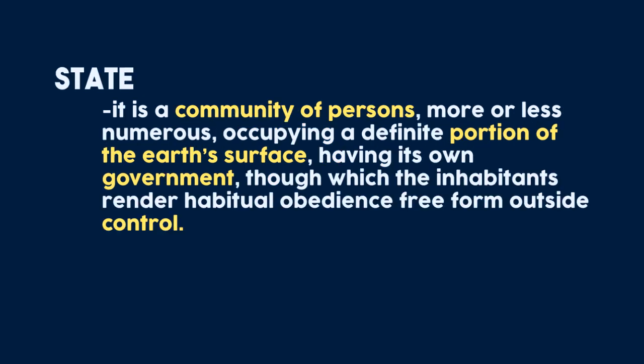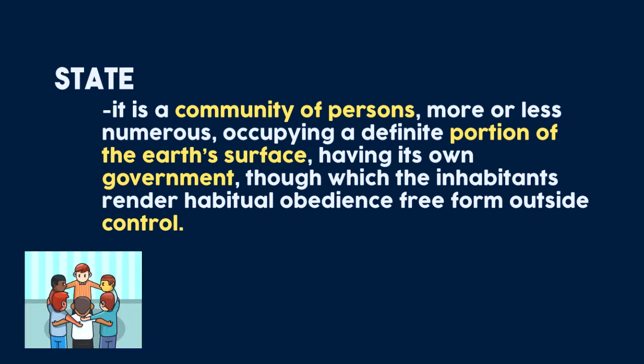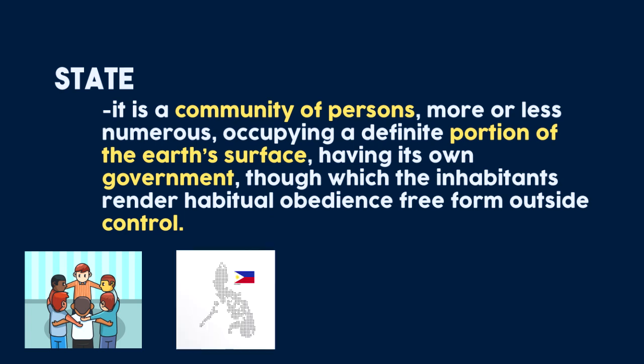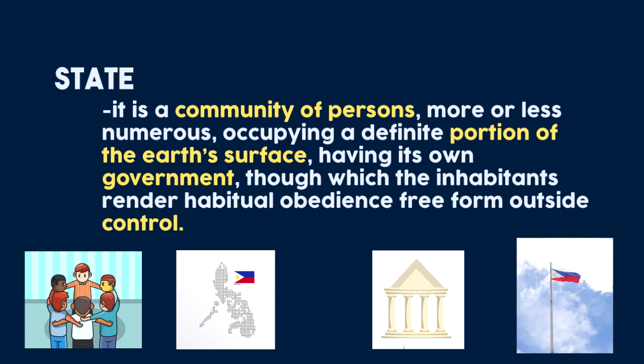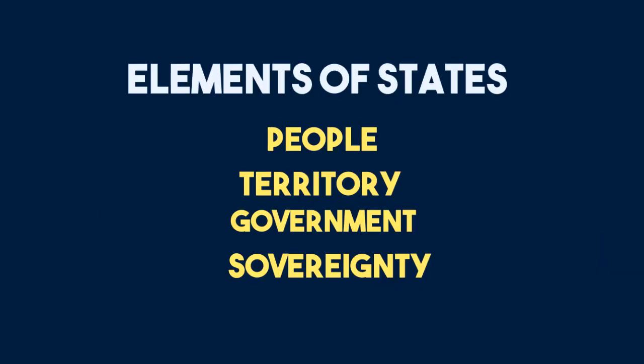And state, it is the community of persons or the people, more or less numerous, occupying a definite portion of Earth's surface, which is the territory, having its own government, through which inhabitants render habitual obedience free from outside control, or it is having its own sovereignty. And this definition will bring us to the elements of state.